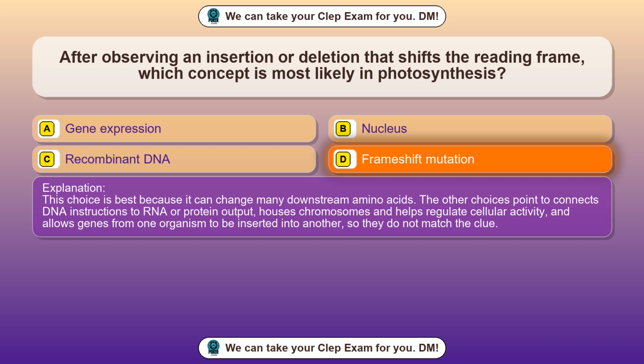This choice is best because it can change many downstream amino acids. The other choices point to connects DNA instructions to RNA or protein output, houses chromosomes and helps regulate cellular activity, and allows genes from one organism to be inserted into another, so they do not match the clue.